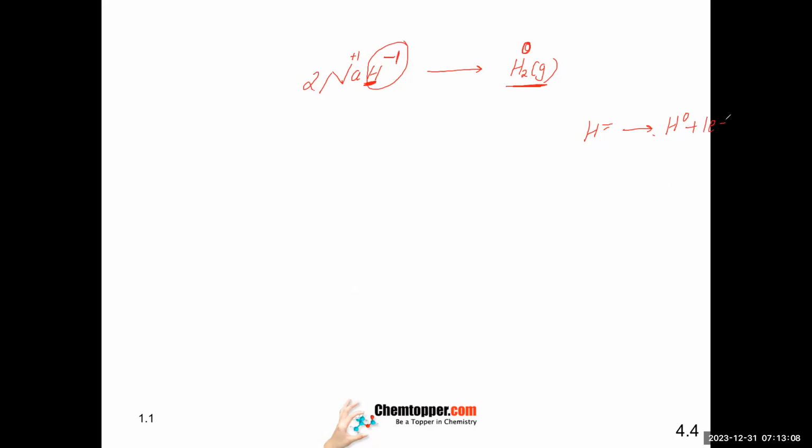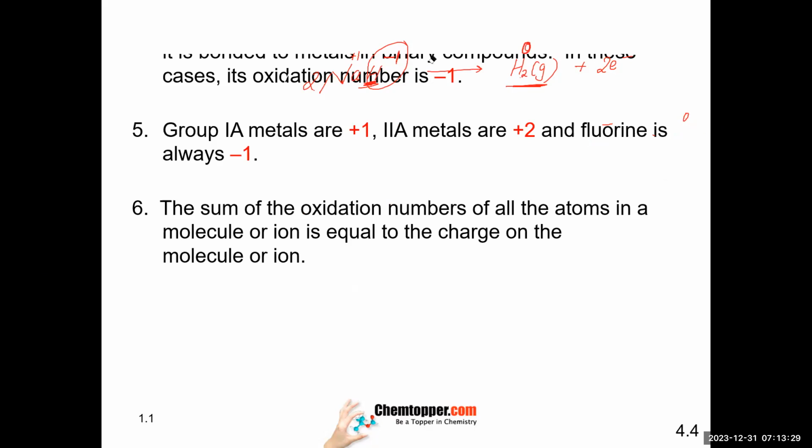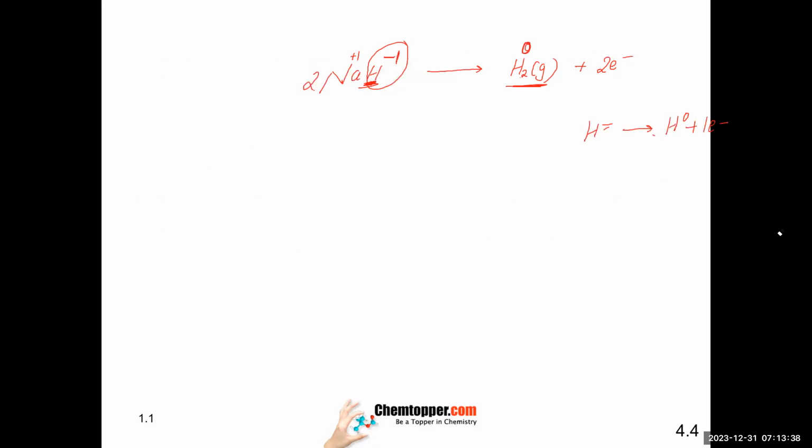I will write it here, right? But how many hydrogens are here? There are two hydrogens. So how many electrons are coming out? Two electrons will come out. And this reaction is oxidation. I'm taking you now to the whiteboard because here we have some problem when we try to erase something. Now more examples.